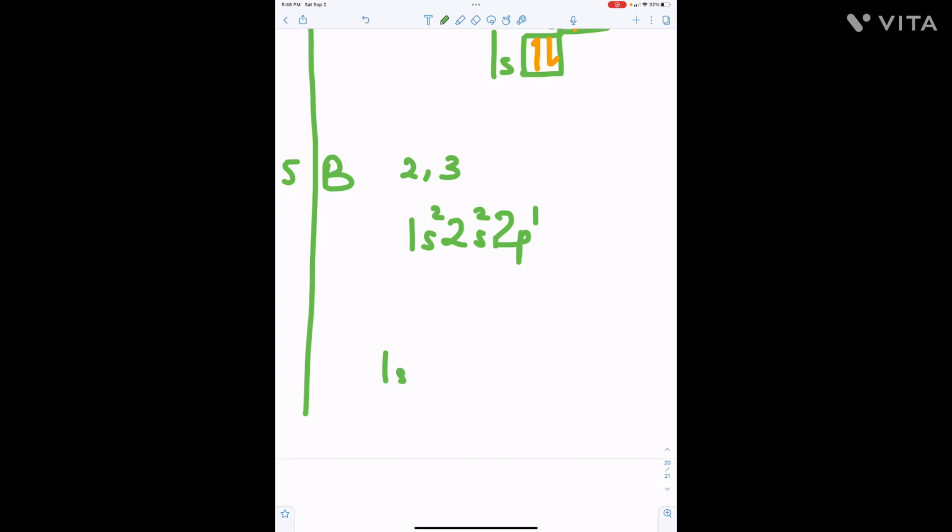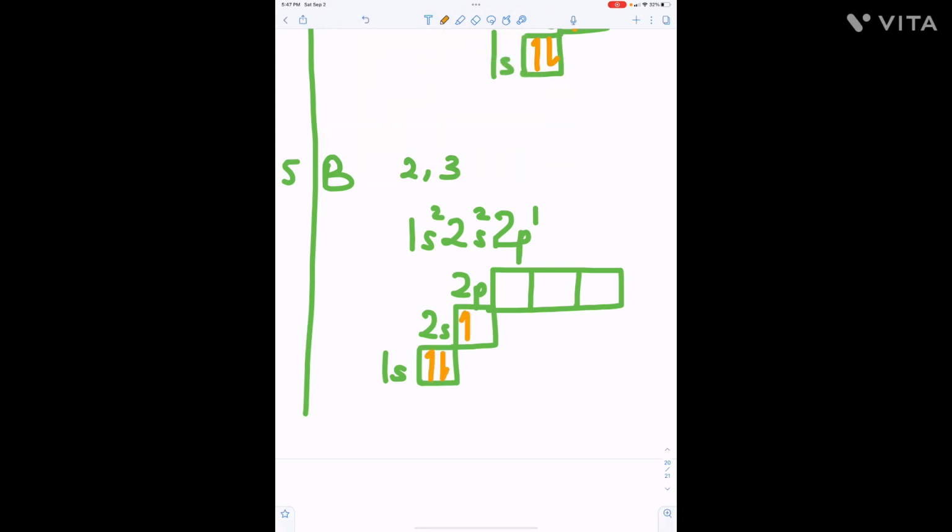The 1s subshell is right here. The 2s subshell is next to it, and then the 2p subshell is right here. Any p subshell has 3 orbitals, so this is going to have 3 boxes that can take a maximum of 6 electrons, but after filling 1, 2, 3, 4, there'll be only 1 left. So I just put that one right there. This is the quantum electron configuration of boron.